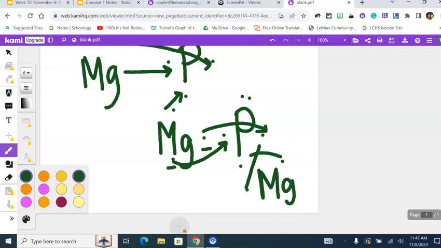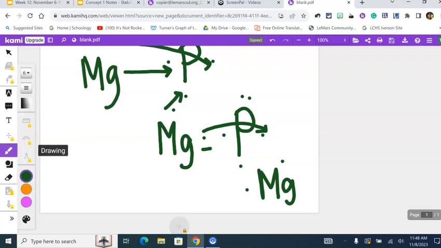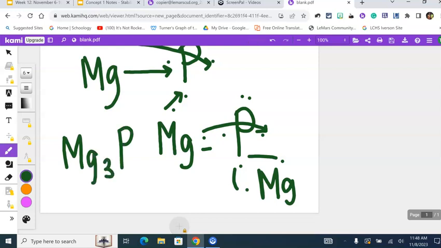You don't need to make another phosphorus. So what did I do wrong? Oh, yeah, that's what I did. I put 3 instead of 2. Dang it, Tammy. Okay, so now this should be fine because I should have one there. Yep. So now my ratio, Mg what? 3, P what? 2.